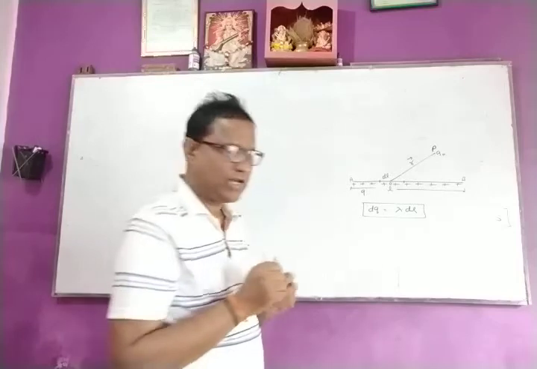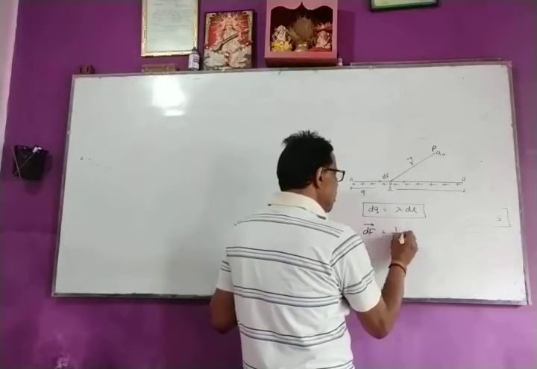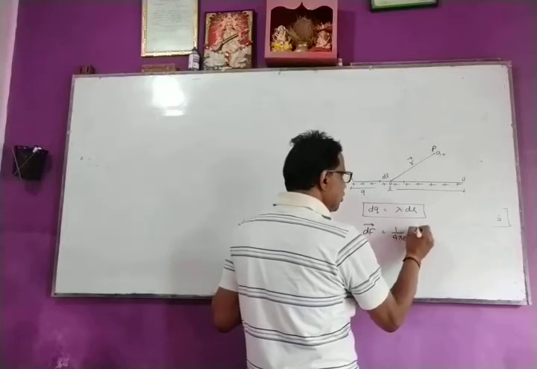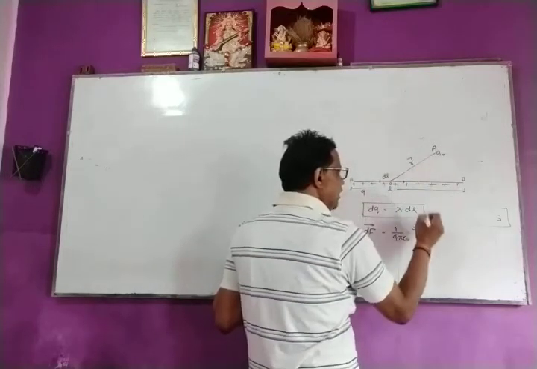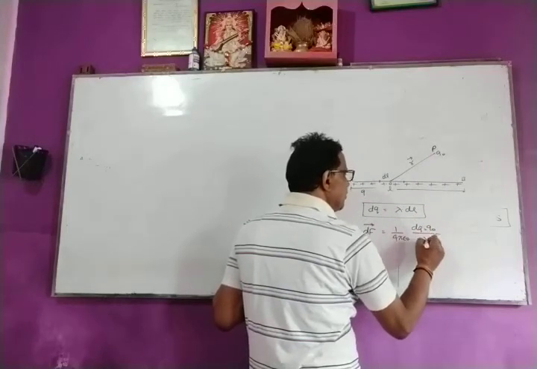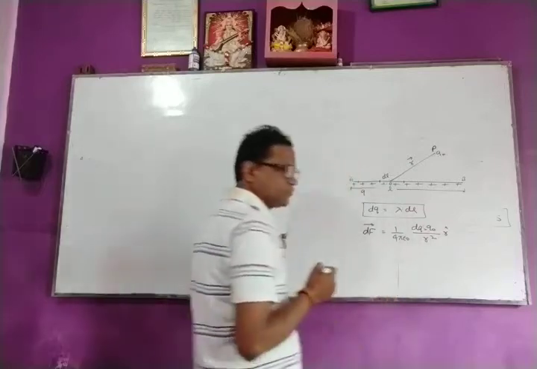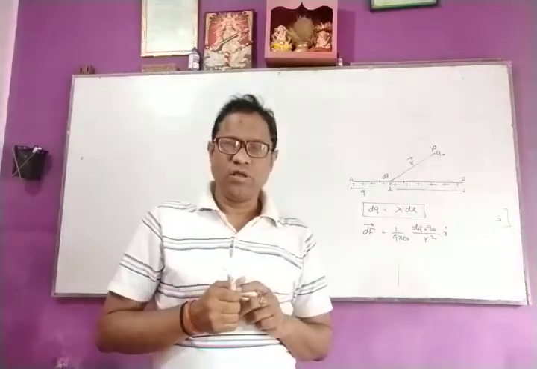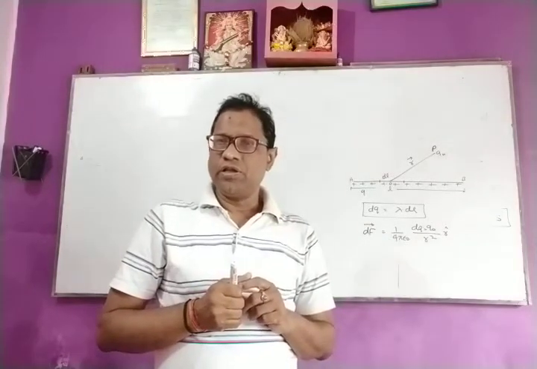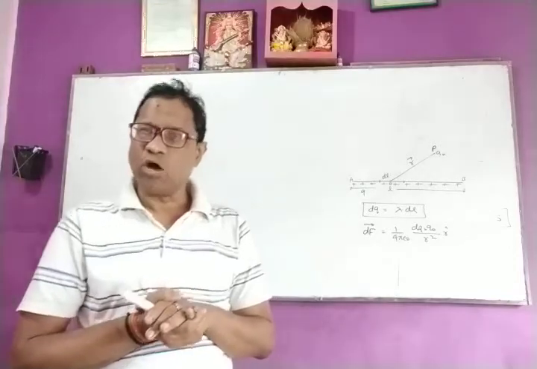So we can write dF is equal to 1 by 4 pi epsilon naught dq into q naught by r square into r cap. It is the electrostatic force due to a small element, a small part.